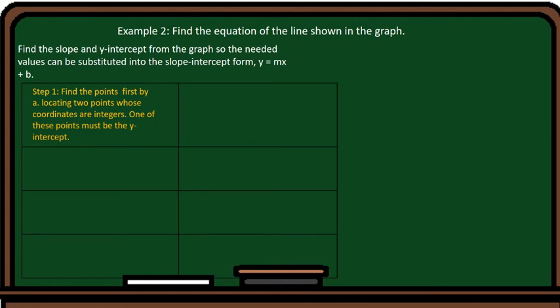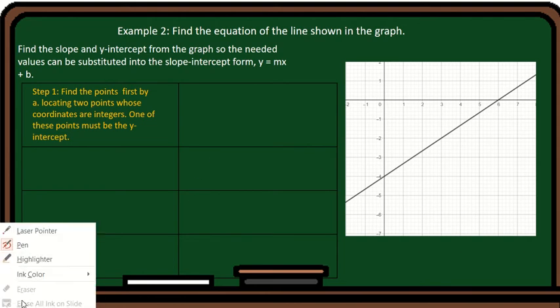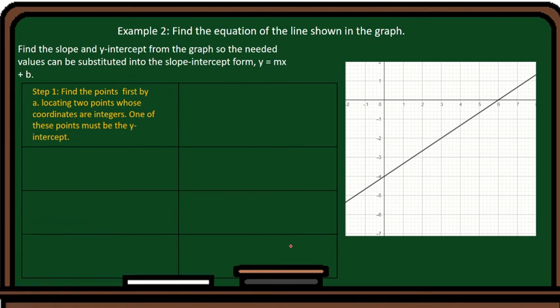So we will follow 3 steps. Step 1, find the points by first locating 2 points whose coordinates are integers. One of these points must be the y-intercept. So we are to identify points wherein the line passes through. In this case, one should be the y-intercept. So hanap tayo dito ng points na nag-meet exactly at the number, hindi siya alanganin.